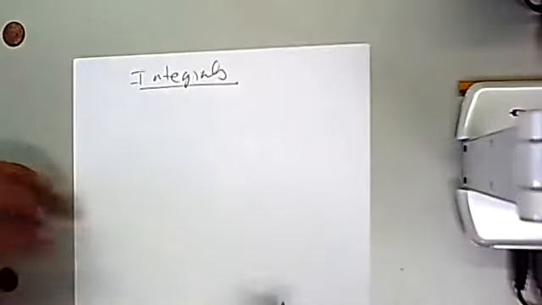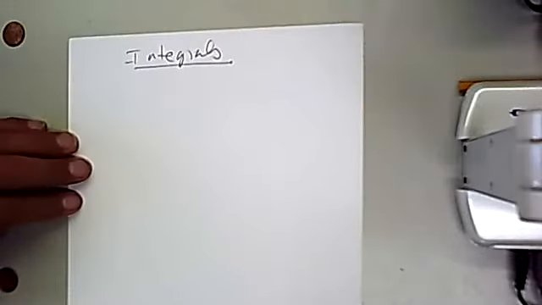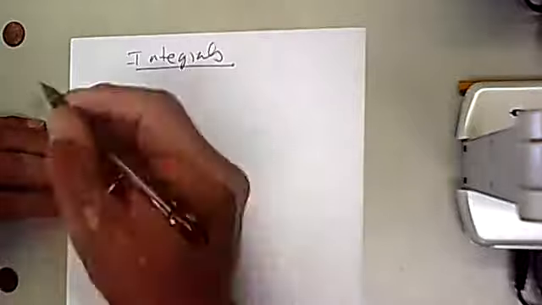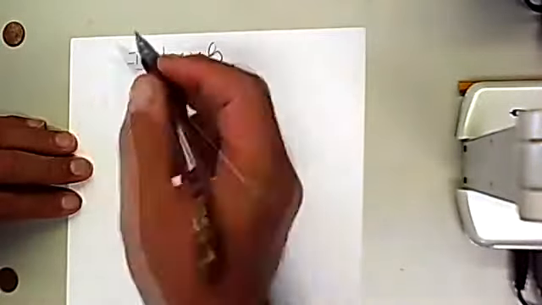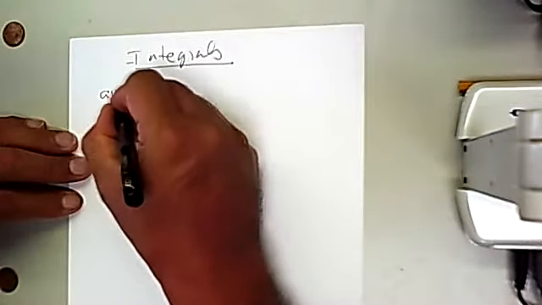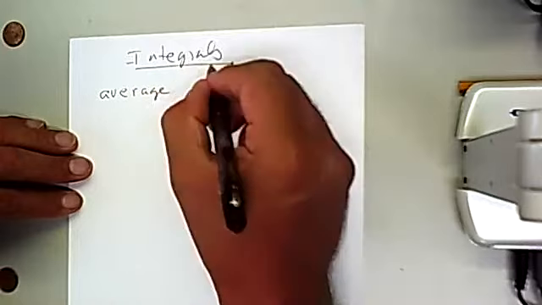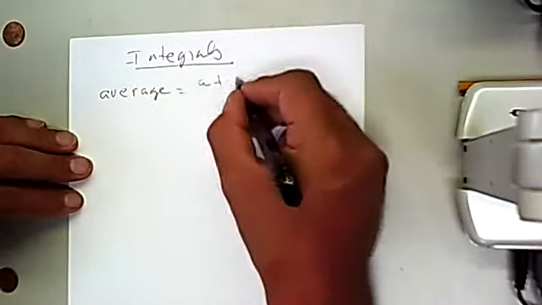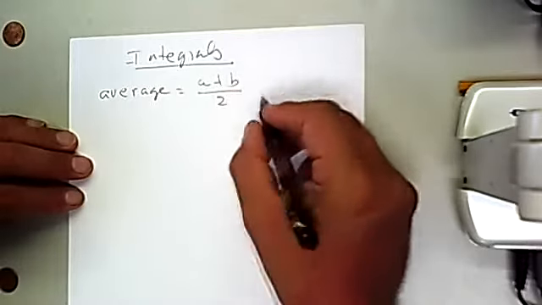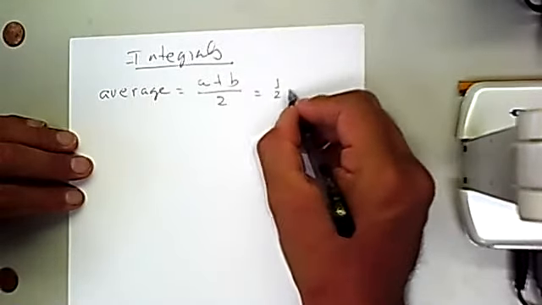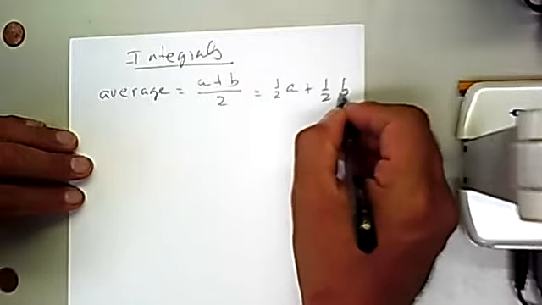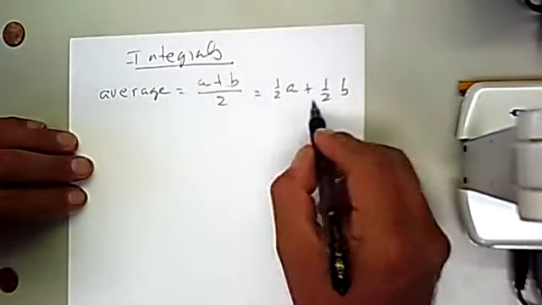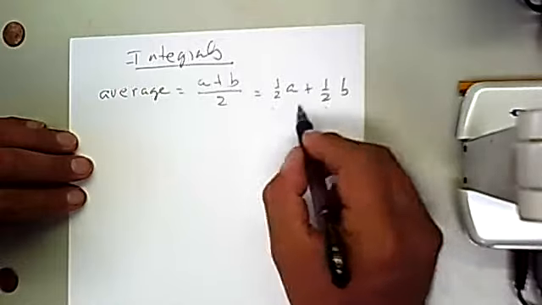Before we start integrals, I want to remind you of averages. When we find the average of two elements, two things, it doesn't matter what they are. So let's talk about average in general. As A and B, if you have two, you add them together, divide by 2. Another way to think of this is that we have a half A plus a half B, if you distribute the division. And something to notice is that a half and a half add up to 1.